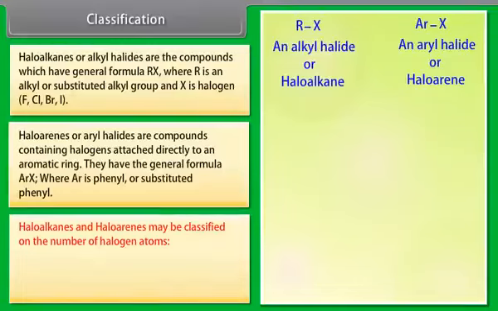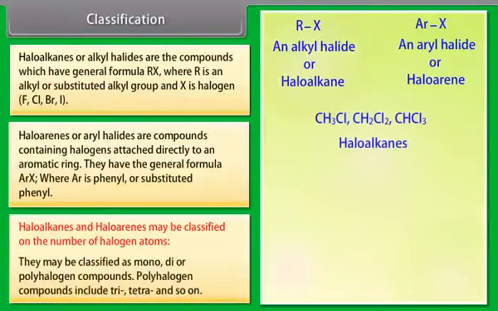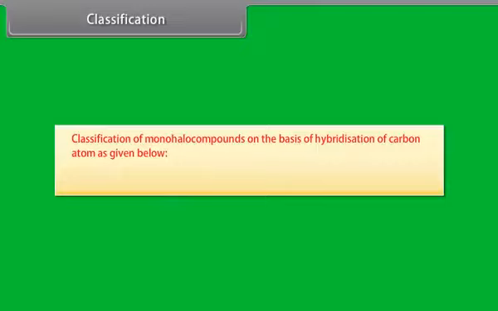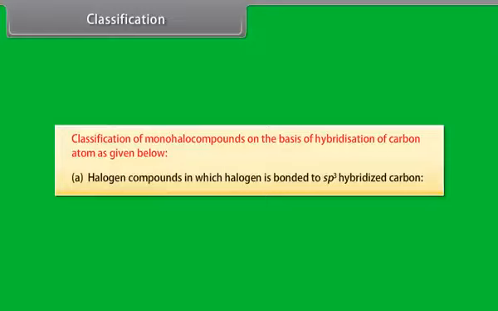Haloalkanes and haloarenes may be classified on the number of halogen atoms. They may be classified as mono, di, or polyhalogen compounds. Polyhalogen compounds include tri, tetra, and so on. Classification.